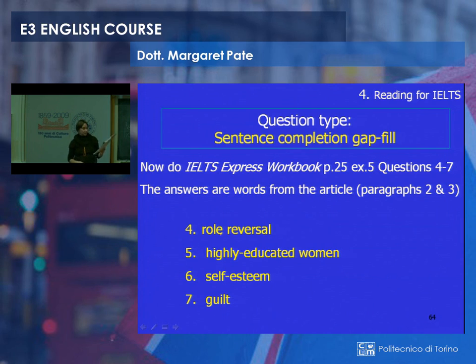And the last one, the word number 7 is guilt, and is down at the bottom here of the page. Okay, how many of you got all of those words correct? Did you manage to get all 4? 3? Okay, all right.